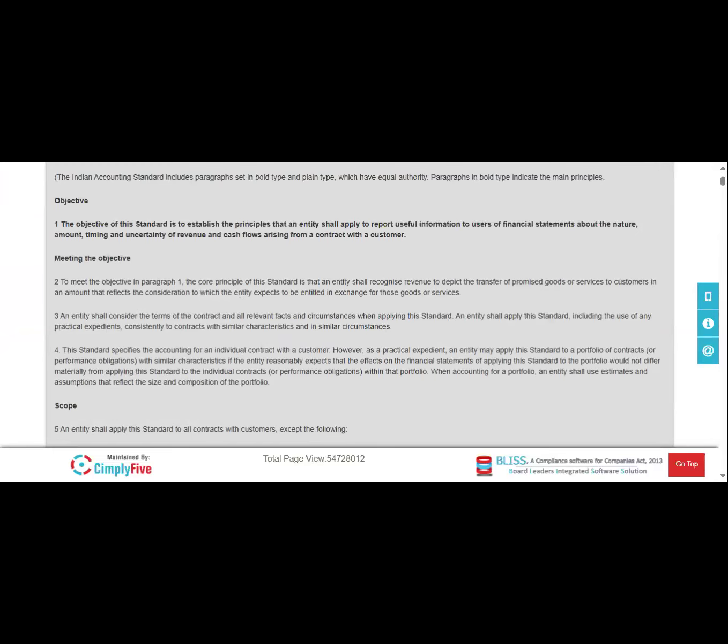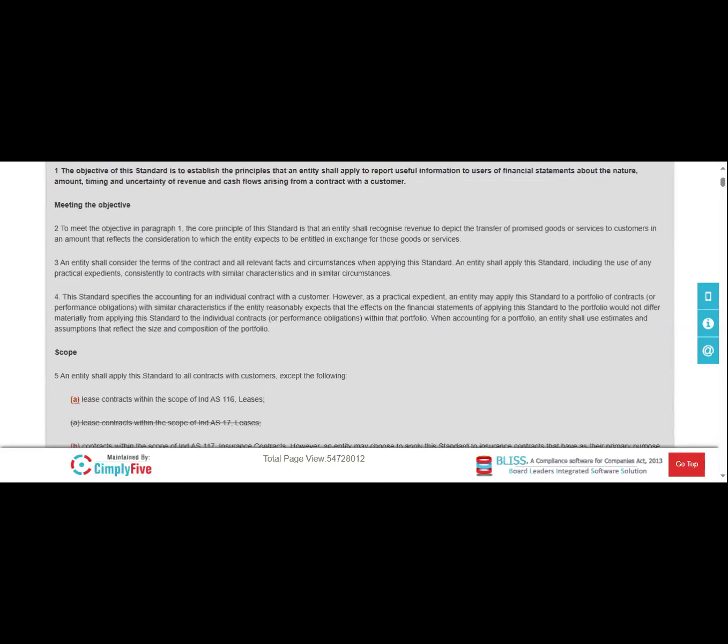What is the main objective of Indian Accounting Standard 115? The objective of the standard is to establish the principle that an entity, meaning the company, shall apply to report useful information to users of the financial statements about the nature, amount, timing, and uncertainty of revenue and cash flows arising from a contract with customers. That means AS 115 provides guidelines on the nature, amount, timing, and uncertainties of revenues. This is the main objective.